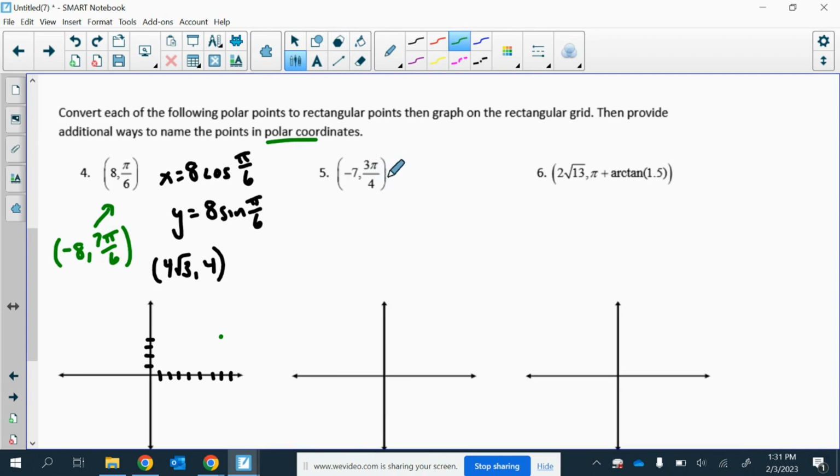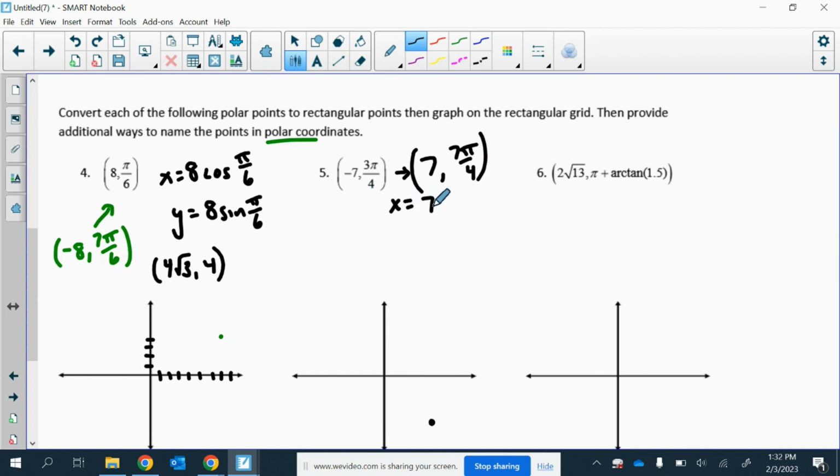Number 5, negative 7, 3 pi fourths. So that's going to be, instead of at 3 pi fourths, remember it's going in the opposite direction. So it might even be easier to just rename it now to be 7 pi fourths. So that's going to be down here. And that's going to be a 45-degree angle.